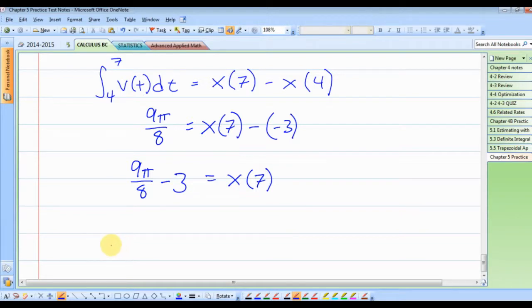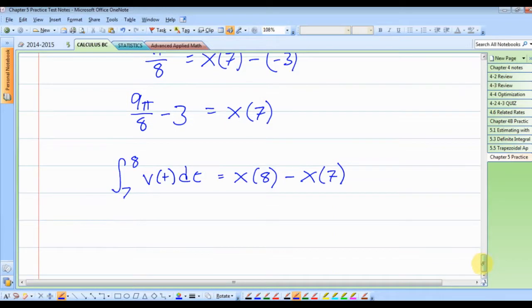How can I find position at 8? From 7 to 8. Good. The integral of x prime, which is velocity, is going to get me position at 8 minus position at 7. What's the integral from 7 to 8? It's 1. How do I know it's 1? It's the area, 1/2 base times height.